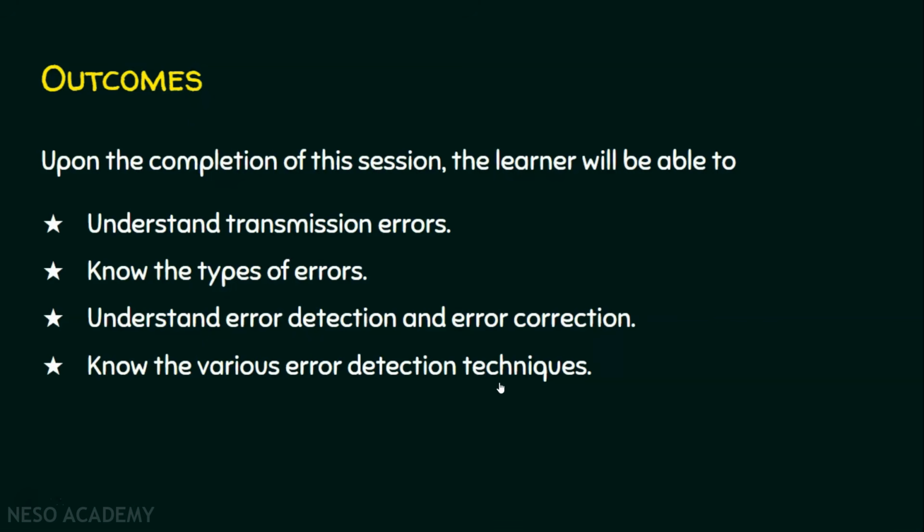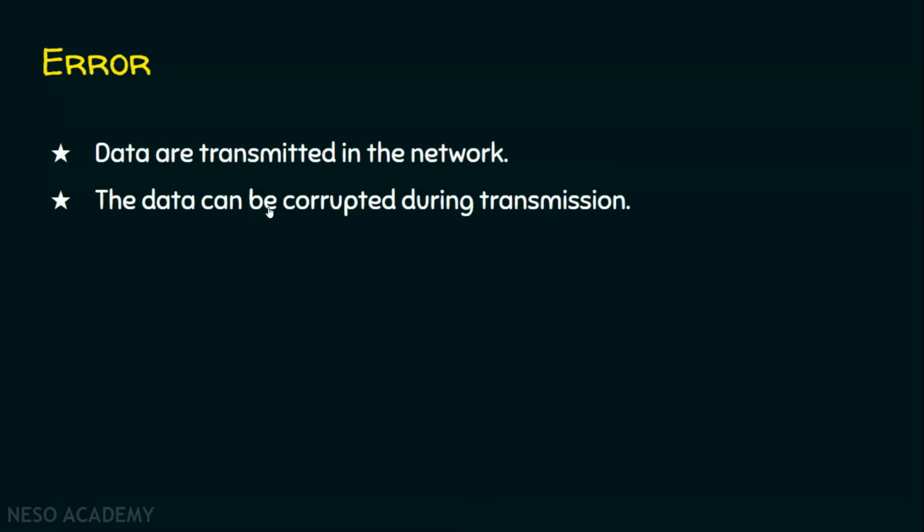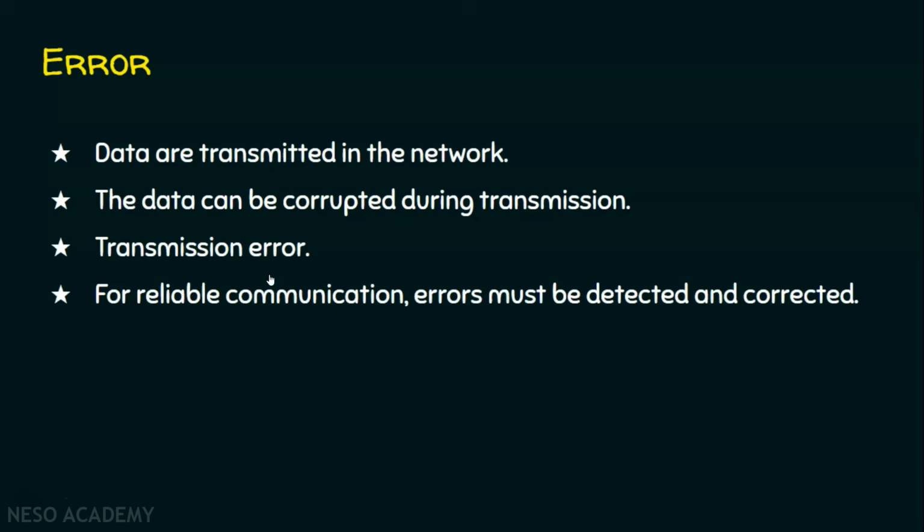Let's start the session with what is an error. In a computer network, obviously, data are transmitted in the network. When the data are transmitted over the network, we don't know what happens to the data once the data has left the node. So the data can be corrupted during transmission. So the errors that are caused because of this transmission are called transmission error. And for reliable communication, these errors must be detected and corrected.